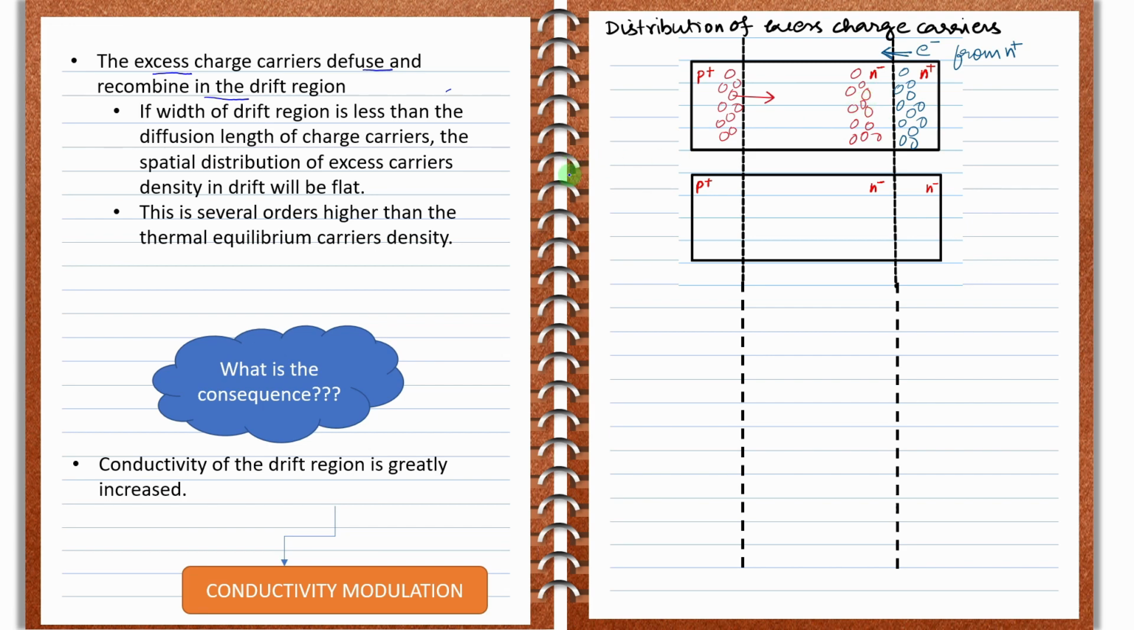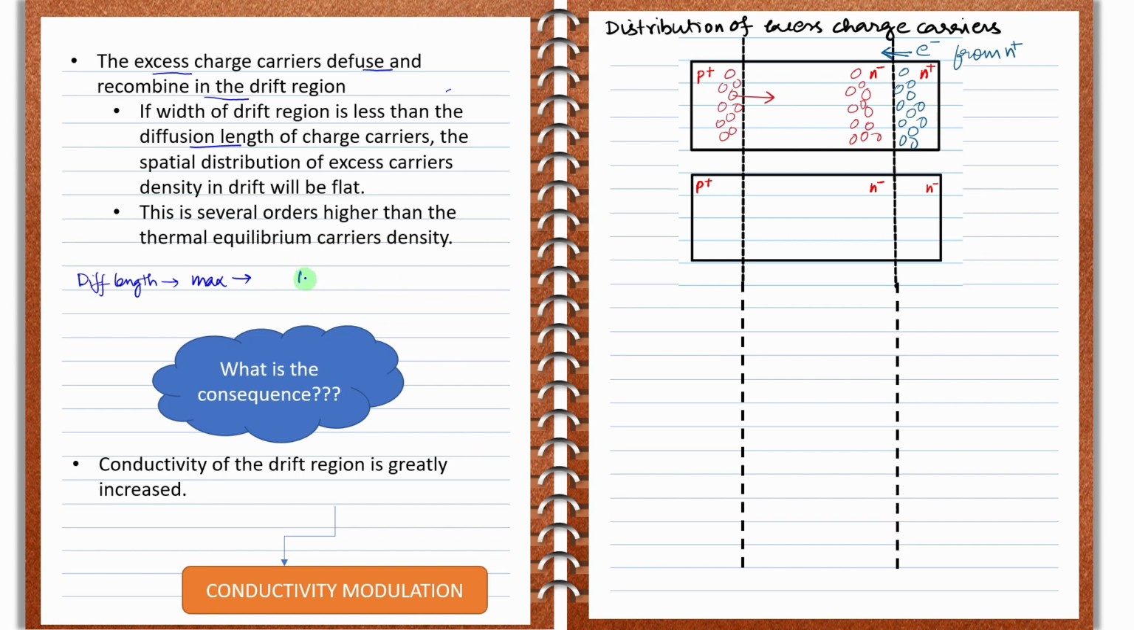Now, here one important concept we have to understand, which is the width of this depletion region, and the comparison of the width of the depletion region and the diffusion length of the charge carriers. So what is the diffusion length of charge carriers? It is the maximum distance a charge carrier can move before it undergoes recombination. After that distance, it will recombine.